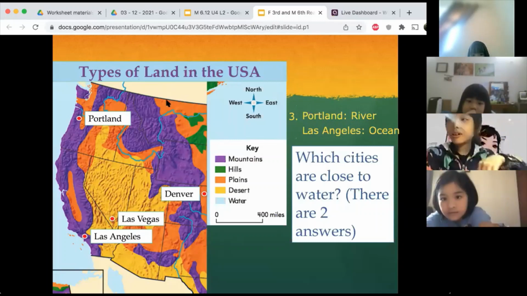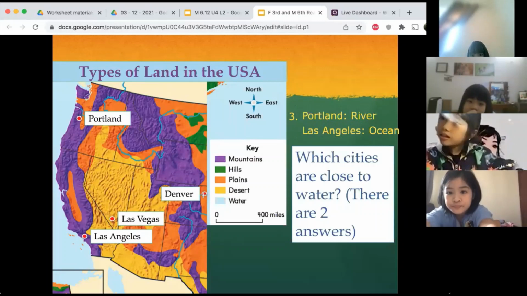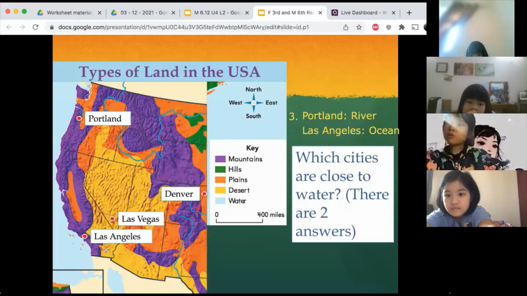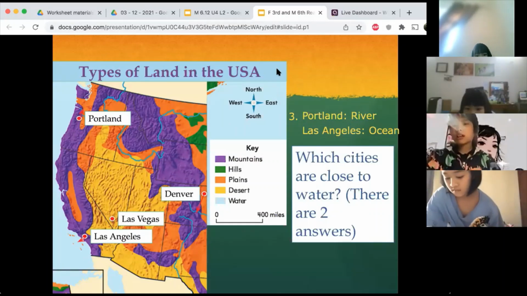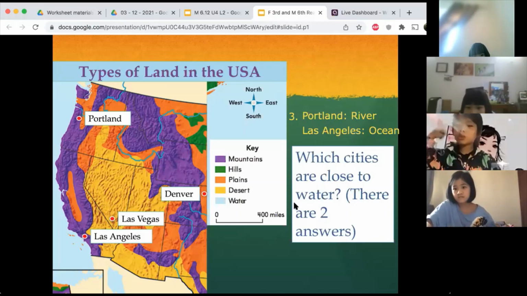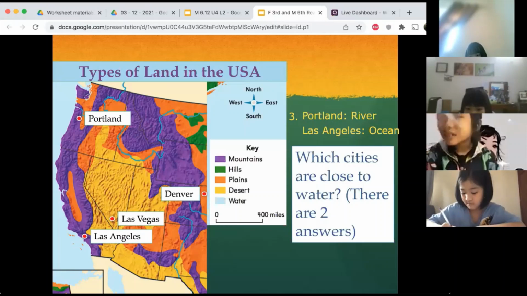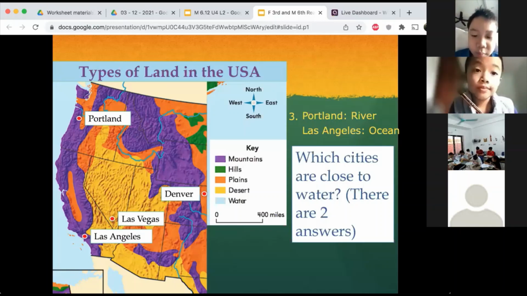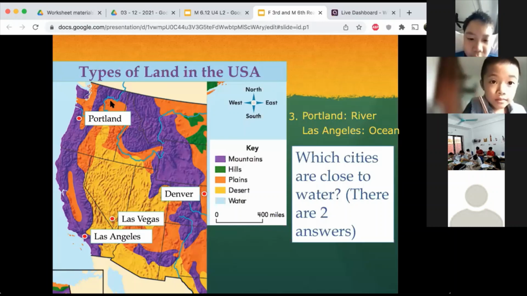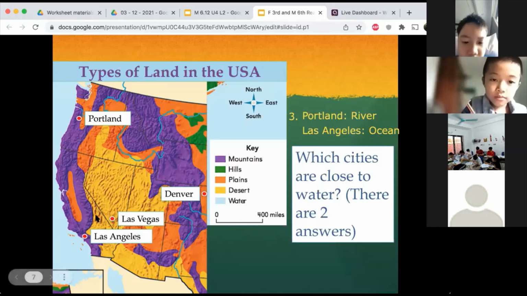Very good, Ming-Tu. If we look here, Denver, this is a bit far from the river. But Los Angeles is right next to the ocean, and Portland is right next to this river. So, Los Angeles and Portland are the closest 2 cities to a body of water. Now that we've done this, does anyone have any questions about reading a map?